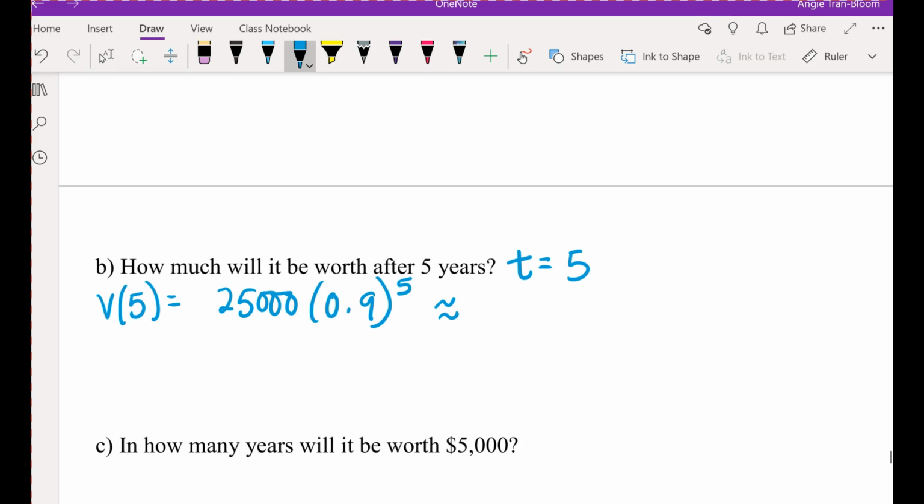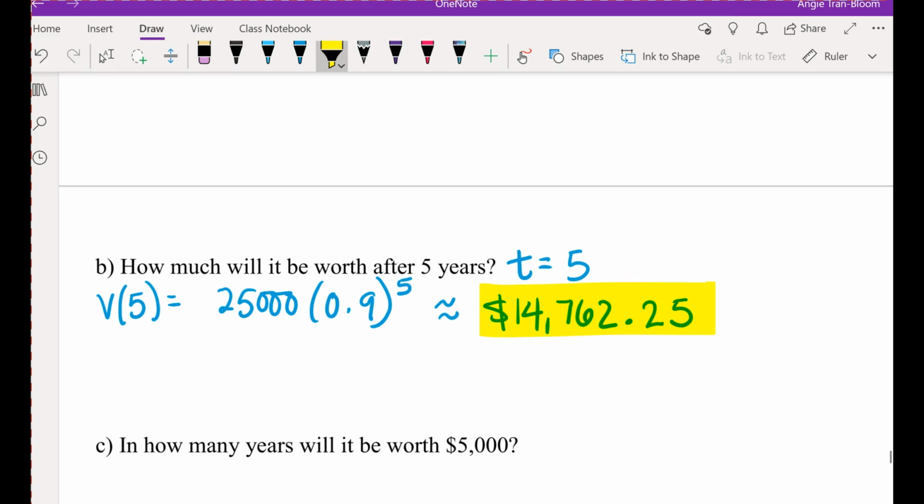The final is V of T equals 14,762 dollars and 25 cents. Confirm or deny? Confirm. Thank you. Would it be V of T or V of 5? V of 5, because that means after 5 years, this is how much it's going to be now.